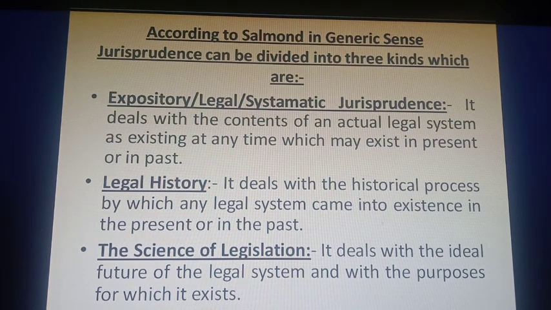So according to the generic sense, jurisprudence can be divided into three categories. First, systematic jurisprudence, in which we deal with the contents of the actual legal system. In legal history, we study the historical process by which a legal system came into existence. And in the science of legislation, we deal with the ideal future of the legal system.